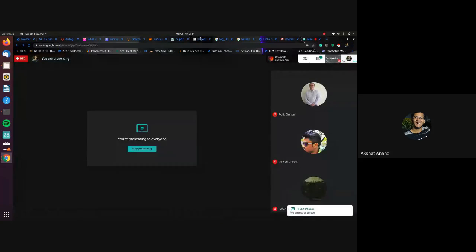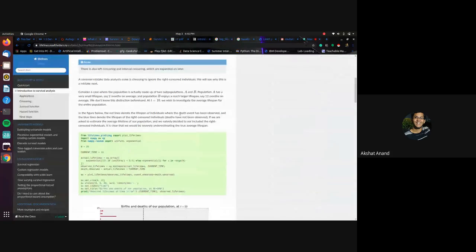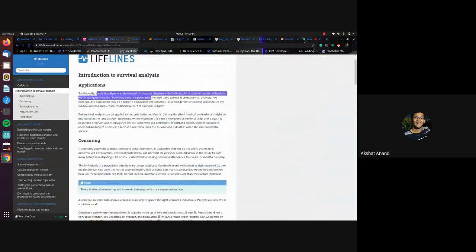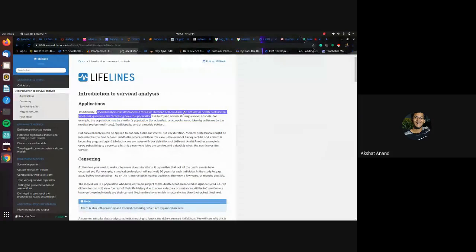Okay, fine. So moving on to the survival analysis, first we need to understand what that is. So let's get to the documentation of the survival analysis. Survival analysis was developed to measure the lifespan of individuals. It comes from a medical background.